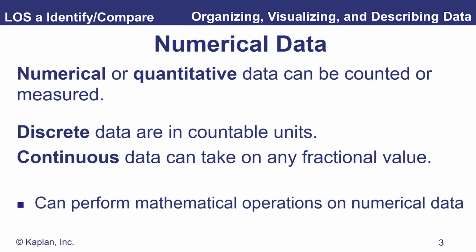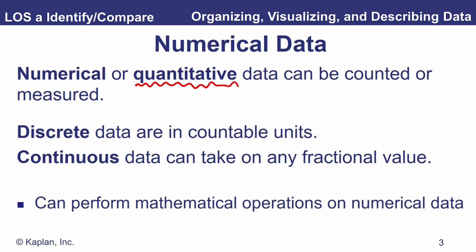Now, the first point on the slide that is very important is that it is quantitative data. In other words, it has some numerical value. It can either be counted or it can be measured. Now, our quantitative numerical data is either discrete or continuous. Discrete data, notice, are in countable units. In other words, there's a finite number of outcomes.